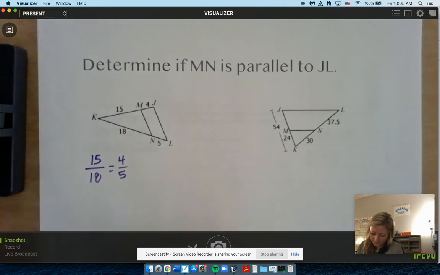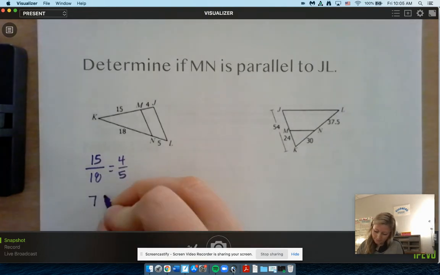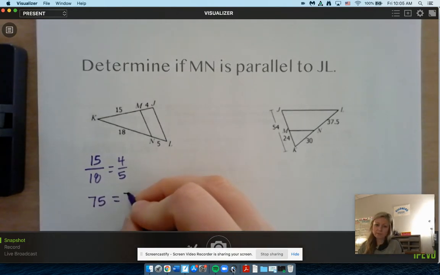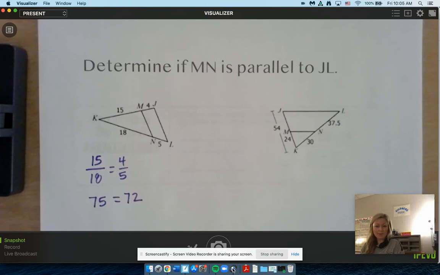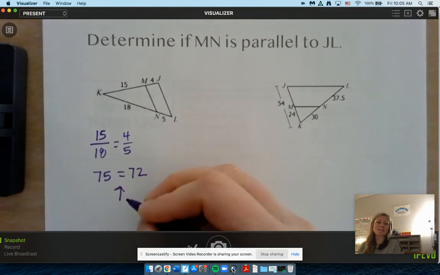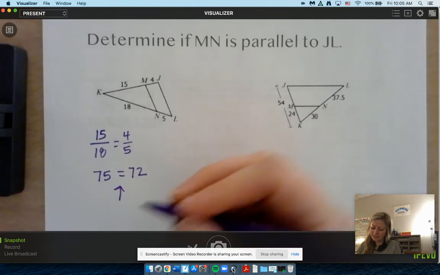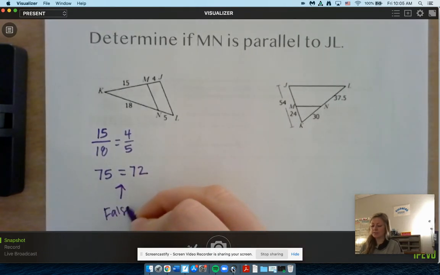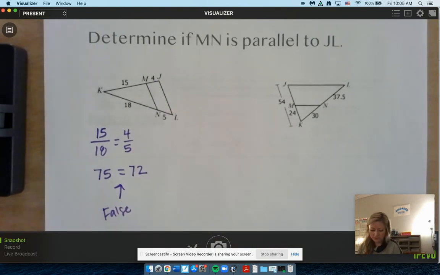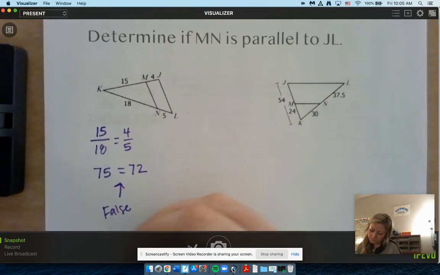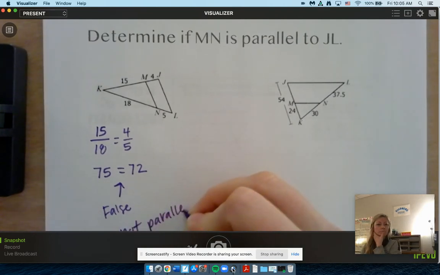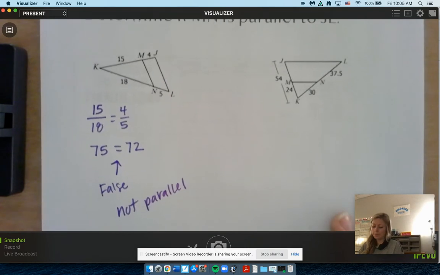And now from here, we just cross multiply. So 15 times 5 is 75. 18 times 4 is 72. Ooh, 75 equal to 72? No, it is not. That's a false statement. So that right there, kids, we would be able to say MN is not parallel to JL because we did not get the same proportion. They're not the same. Not parallel.